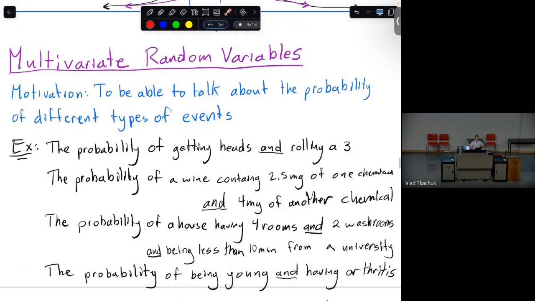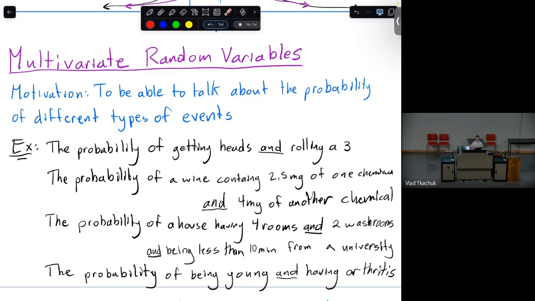Okay, so here's a bunch of examples in words. You might think of the probability of getting heads and rolling a 3. So these are 2 random variables, the first one being flipping a coin, the second one rolling a dice. Here's another one: the probability of a wine containing 2.5 milligrams of the first chemical and then 4 milligrams of another chemical. There's 2 random things here, the first chemical and the second chemical.